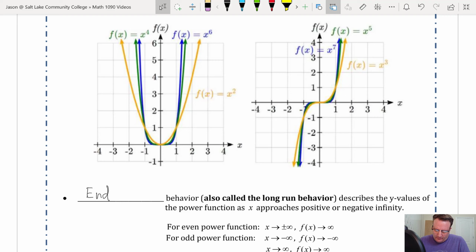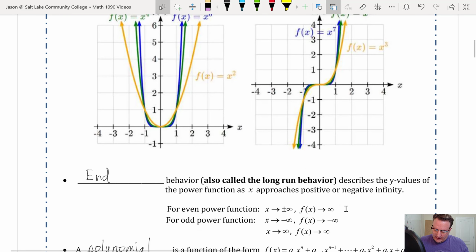positive or negative infinity. Okay, so the idea here is as your inputs to your power function get very large in magnitude, meaning we don't care about the sign, we just care about how far the number is away from zero, then the function behaves a little differently. We see here, when you have an even power function, the graphs go up for positive values of x and negative values of x. Okay, so that's this case right here.